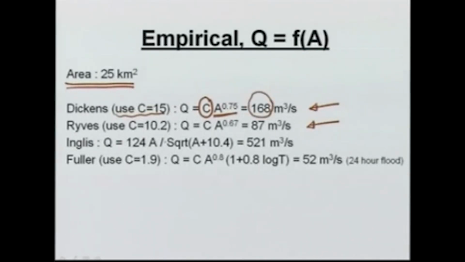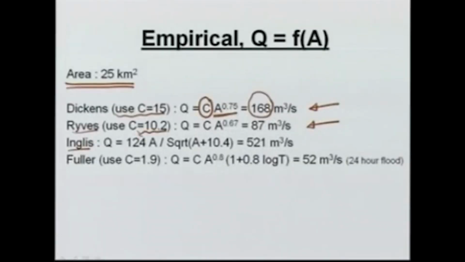Similarly, there are other equations like Ryves equation, Inglis equation, which are derived for Tamil Nadu or Maharashtra. They are derived for a particular area and should be used only for that area or similar areas, but if we use them using some coefficients, we can get an estimate of the flood discharge. In this case 87, Inglis gives us 521, which is very high. And then in the US, the Fuller's equation is commonly used, which accounts for the return period also.